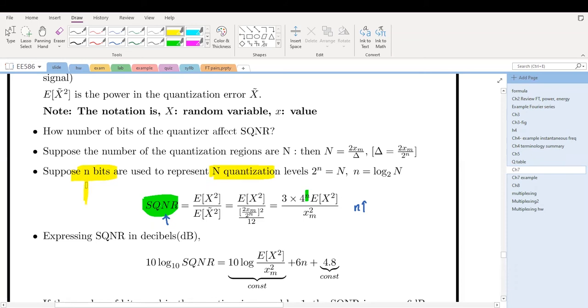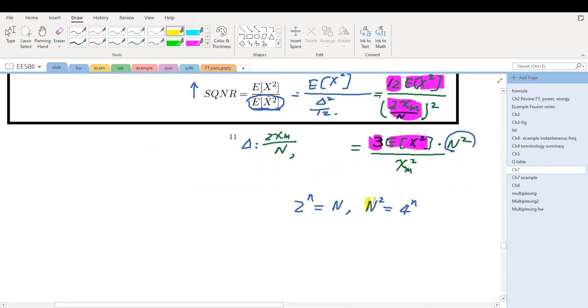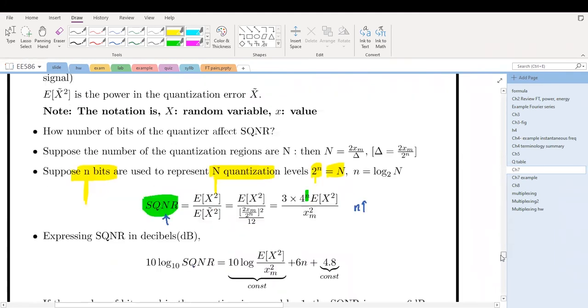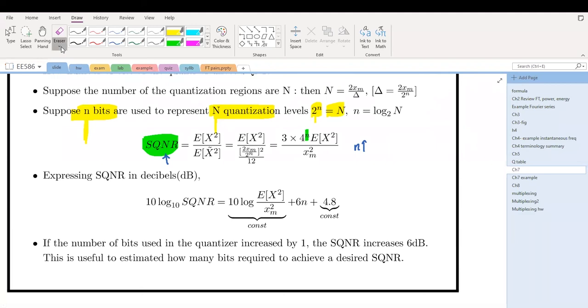The number of bits is small n. The number of levels is big N. We have 2 to the power small n equals big N. Therefore, we have N squared equals 4 to the power of small n. Replace N squared by 4 to the power small n, and we obtain the relationship of SQNR with the number of bits in the quantizer. If the number of bits in the quantizer increases, the SQNR increases as well.